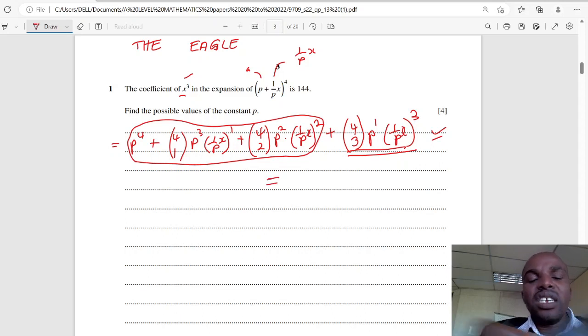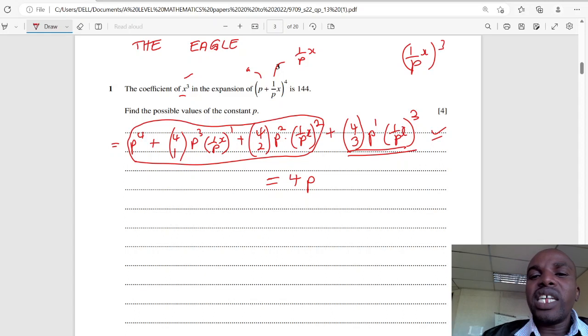4 choose 3. Your calculator, 4, then choose 3 is 4. 4 choose 3 is 4. Then p to the power 1 is p. Then this one, (1 over px) to the power 3 is the same as (x over p) to the power 3. So what you do is you just share the power, which is the same as x to the power 3 over p to the power 3. Right. So this part is the same as x to the power 3 over p to the power 3.